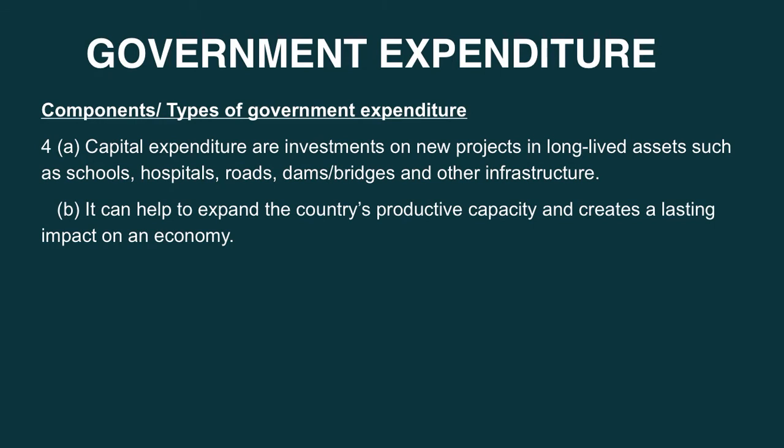Whereas capital expenditure, also called development expenditure, is investment in new projects, such as building schools, hospitals, highways, flyovers, dams, bridges, and other infrastructure. So infrastructure development. Expenditure on that is what we call the capital expenditure of the government. Government expenditure is very general, so we can break it down into the current expenditure and the capital expenditure.